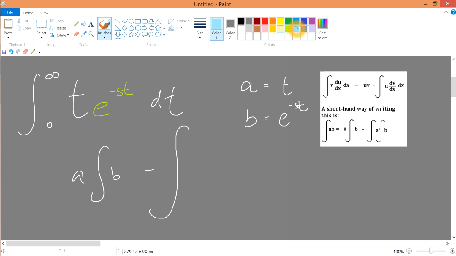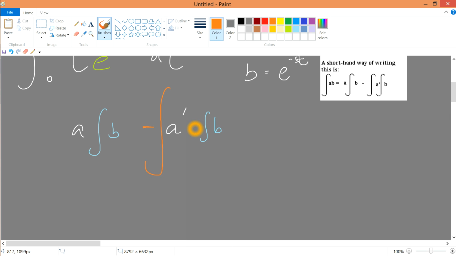Or maybe I should put some colors. Minus A prime, and then this integration of B, and then I'll have something, alright, a big integration. As you can see, we have only two variables, A and the integration of B, and an A prime, meaning you're going to differentiate this term, and then the integration of B. So this is integration by parts.